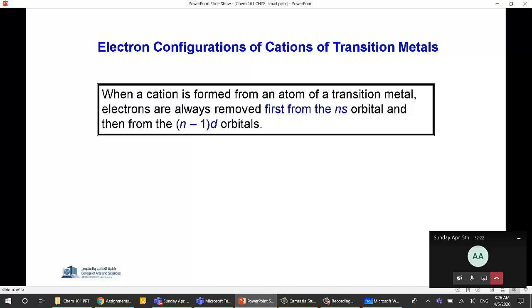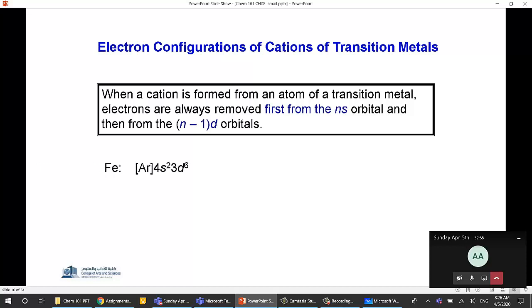First in, first out. That means when a cation is formed from an atom of a transition metal, electrons are always removed from the ns orbital first and then from the (n-1)d orbital. Remember, when we fill the transition metals, we fill the 4s first and then we fill the d. So first in, first out: if you want to take electrons, you take them from the s, not from the d, at the beginning.